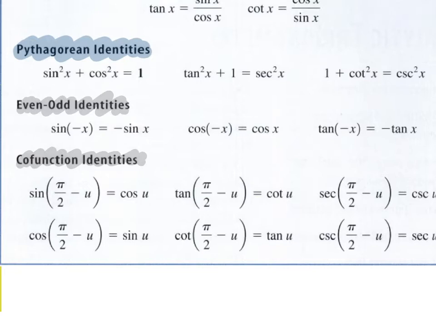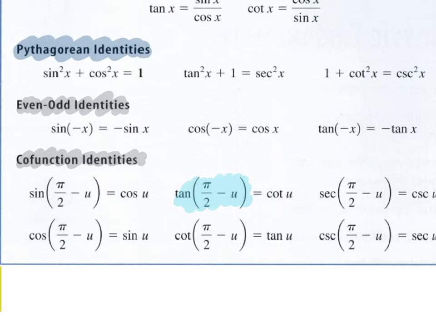Last time we had these, it was with degree measurements, right? Like if I said find the cofunction of the sine of 30, you would give me the cosine of 60. Now you're going to actually see these symbols. So if in a statement you saw tangent of pi over 2 minus u, you can immediately replace it with the cotangent of u.